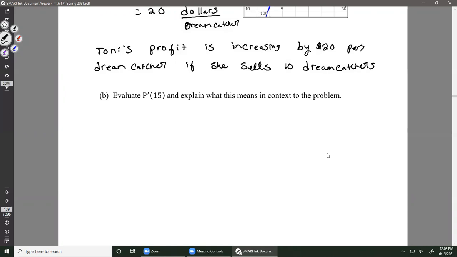All right, so P of 15. So P prime of 15. What'd you guys get for this? 0. And it is 0 because you get 60 minus 4 times 15, which is 0. So 60 minus 60. And when we get 0, that's really dollars per dream catcher.